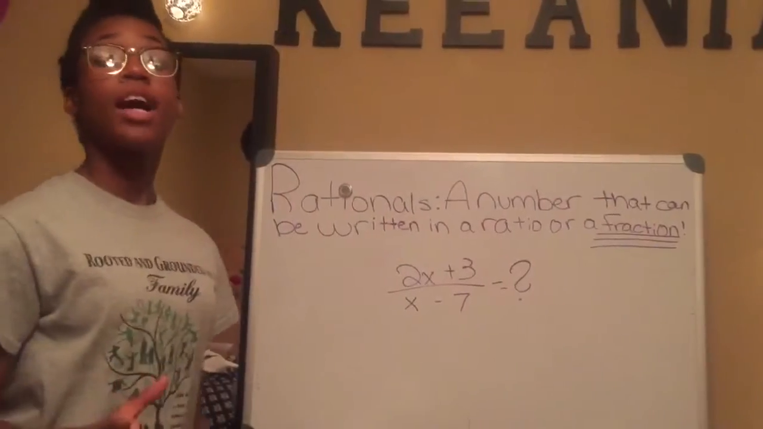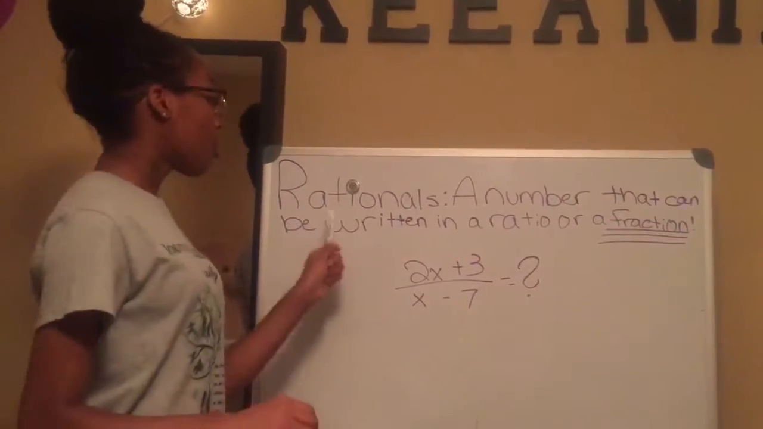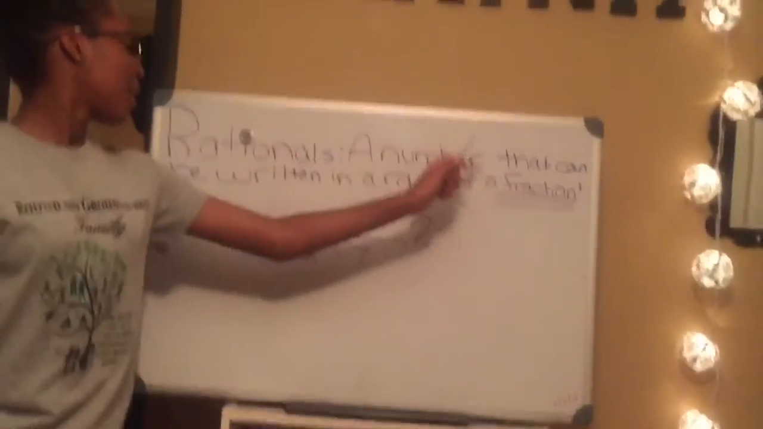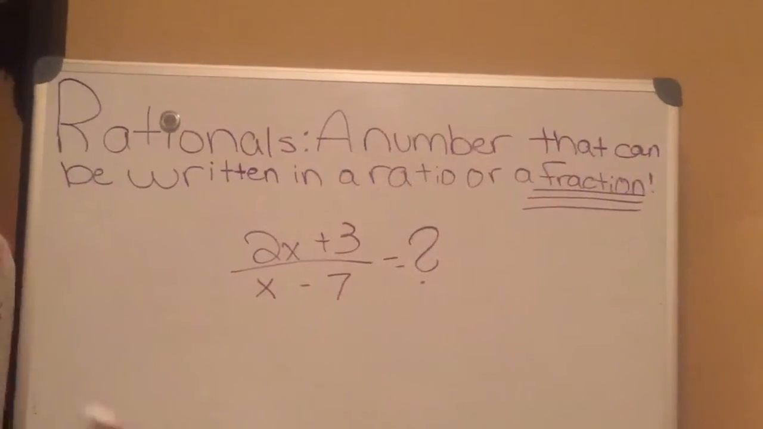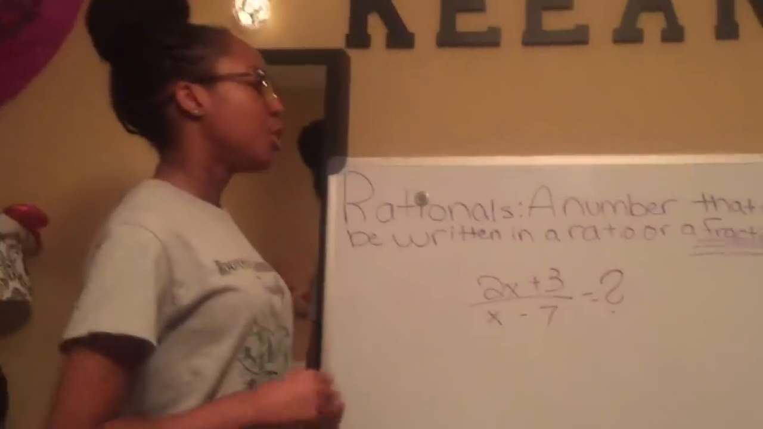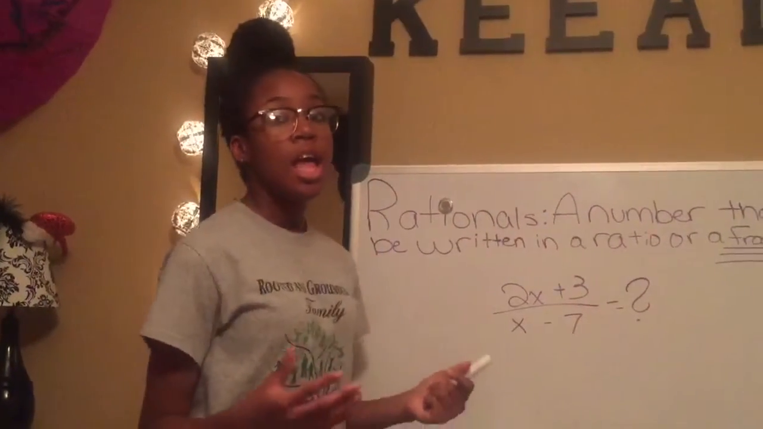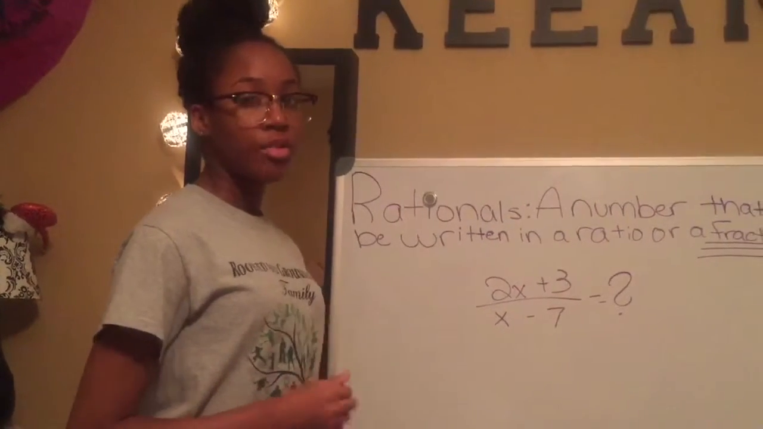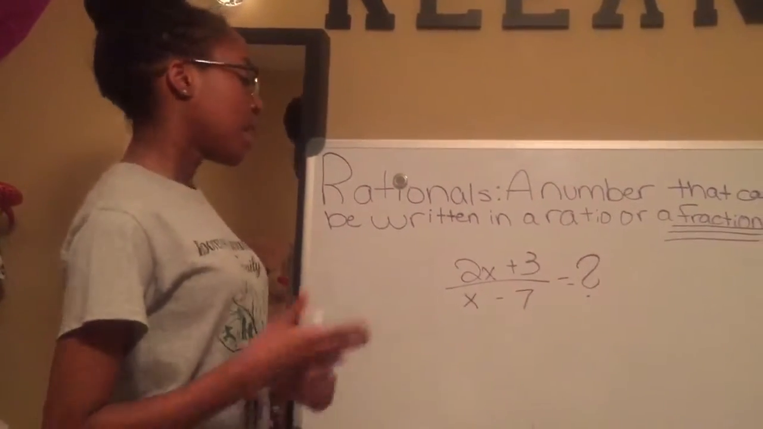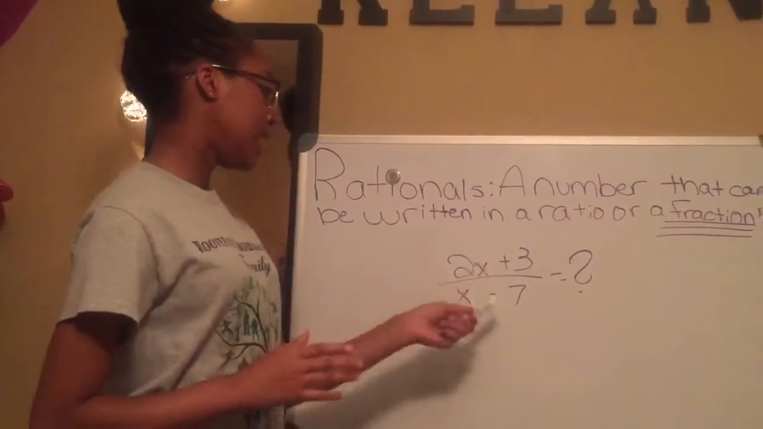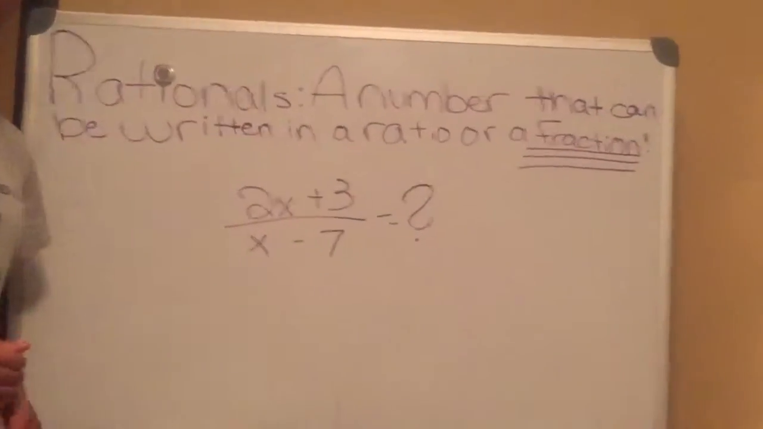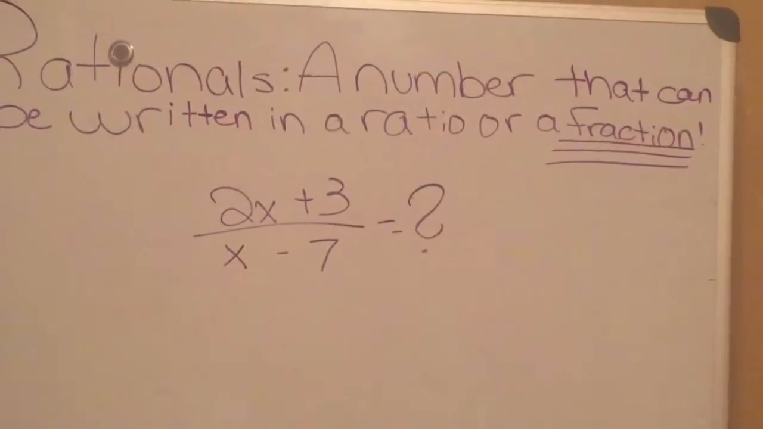Okay, we've come to our final and last definition. Rationals, a number that can be written as a ratio or fraction. I've underlined fraction because you'll most likely see a fraction version of this problem, because they often come up on graphs, as seen in our example. And we'll soon find out how to solve these.